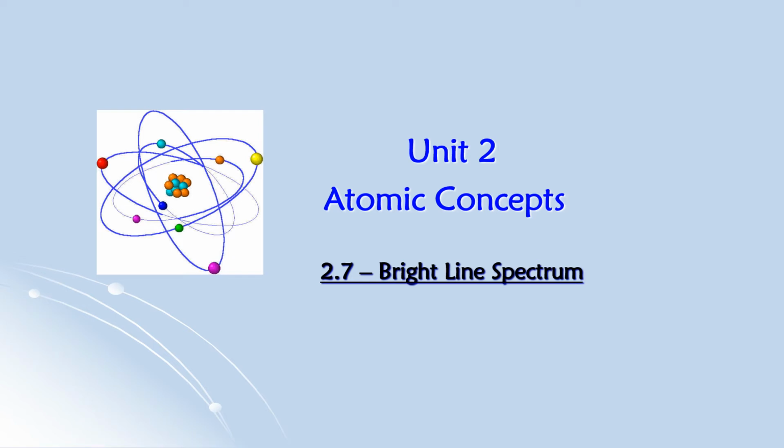Hello, beautiful people, and welcome back to Unit 2 of Regents Chemistry, which is Atomic Concepts. Today, we will further our discussion on electron configurations, and we'll talk about the bright line spectrum.